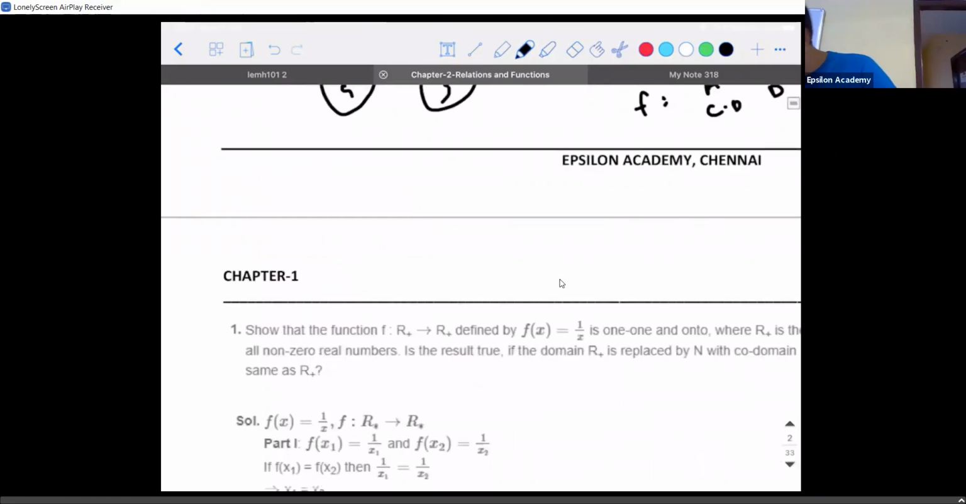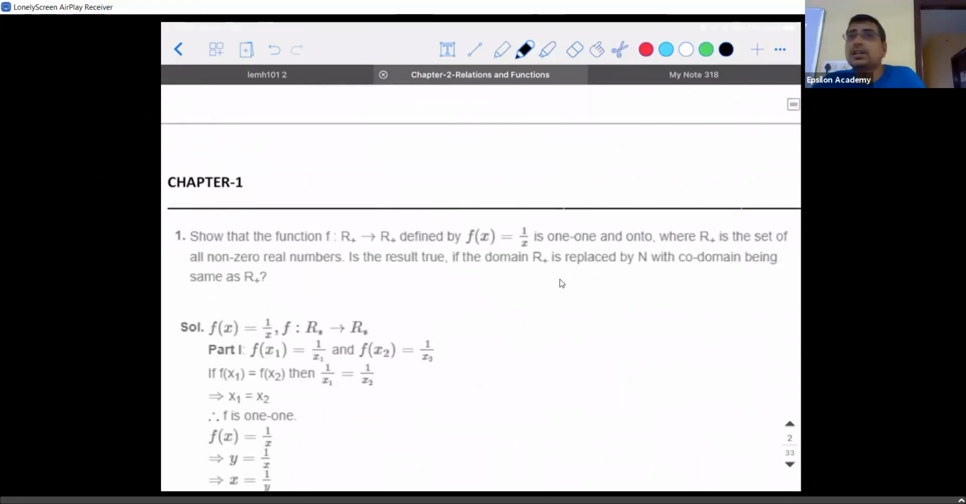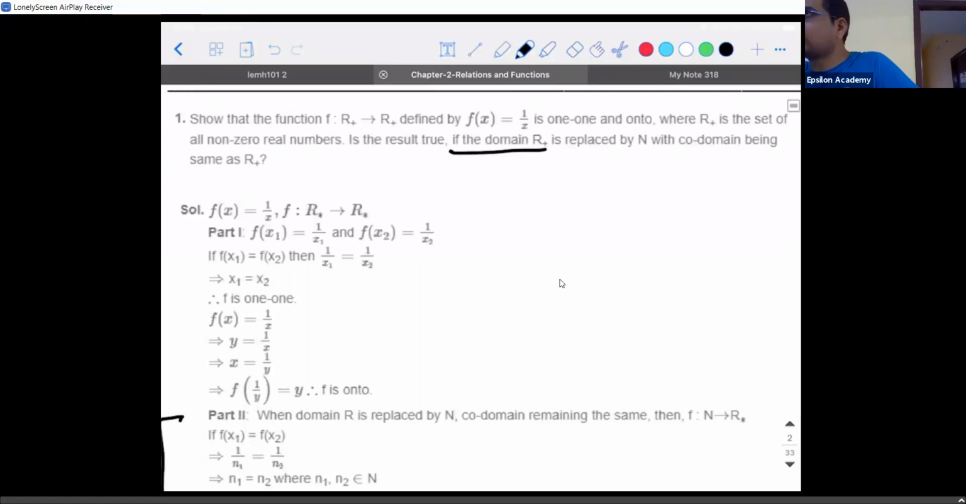Oh, the same question is there. The question they have asked, I unnecessarily created. I didn't see this. If the result is true, if the domain R plus is replaced by the natural numbers with the codomain being the same R plus, will it be 1-to-1 and onto? It will be 1-to-1, but it will not be onto, because you give the input as a positive non-zero real number, and the output need not be a natural number. That is reverse analysis. You are clear? Sure? Okay?